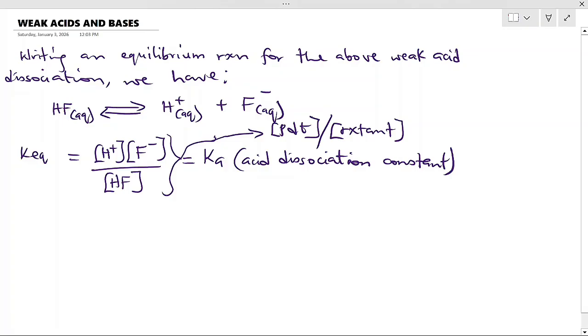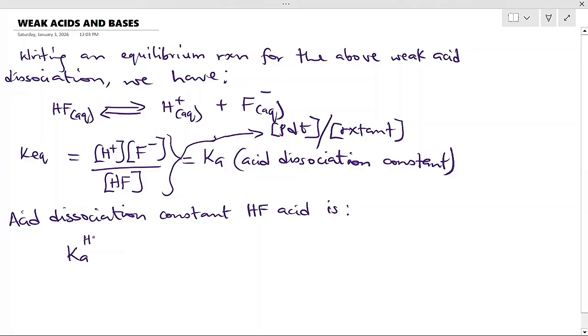So there is a list of acid dissociation constants for different weak acids, such as hydrofluoric acid, as we have seen, phosphoric acid, etc. So for this particular weak acid, which is hydrofluoric acid, the acid dissociation constant Ka for HF is equal to 7.2 times 10 raised to power minus 4, and this number is a very, very small number.